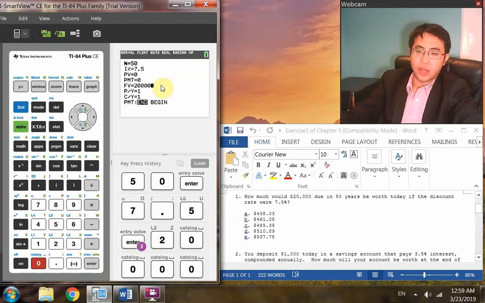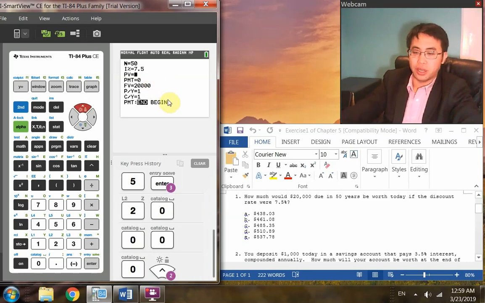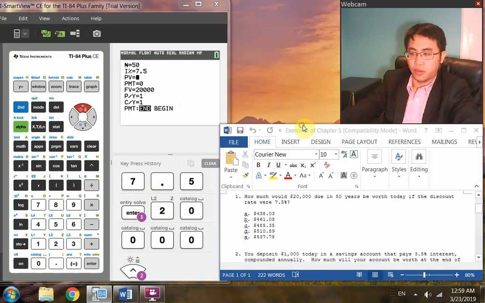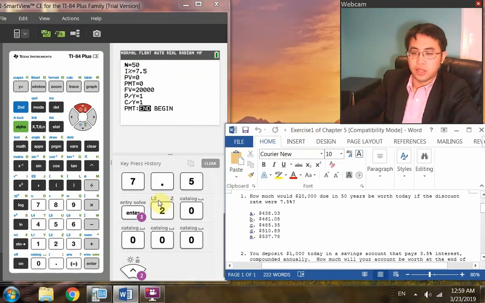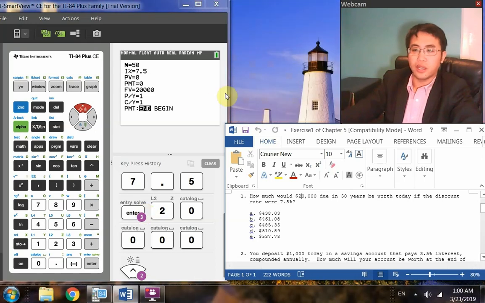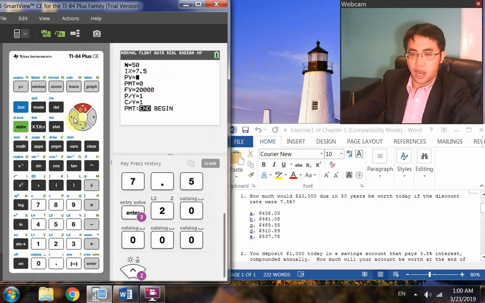And then you're going to move up. Just hit the up button. As you can see, my press history is listed here, so you can see the numbers and the keys I pressed. After I get back to the present value, I need to solve for it. I cannot just hit enter, it wouldn't get me anywhere. I need to hit alpha solve, or alpha enter is how you get solve.